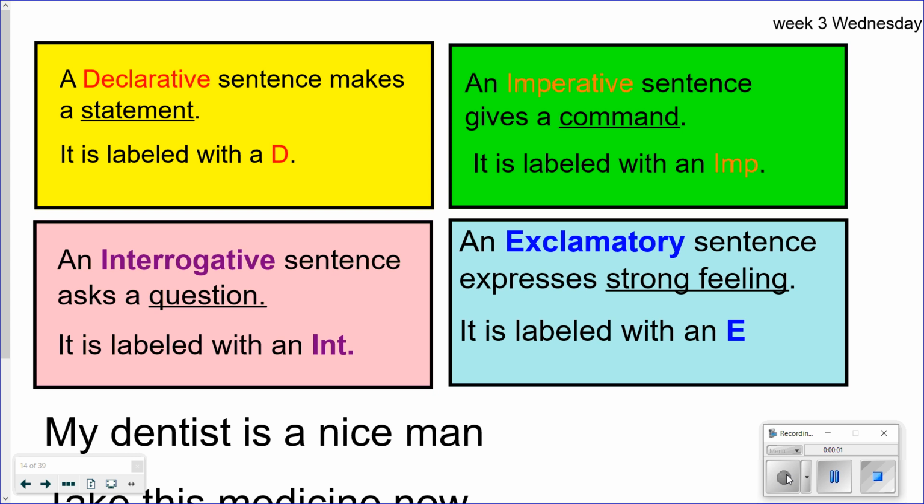The 4 kinds of sentences. Today we're going to talk about the 4 types of sentences that we have in grammar and in writing. And we're going to go through each one of them, and then we're going to practice them in the sentences below. So we're going to start by just reading the 4 boxes we have at the top.